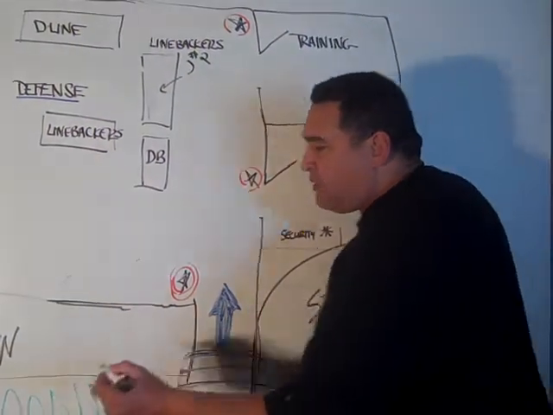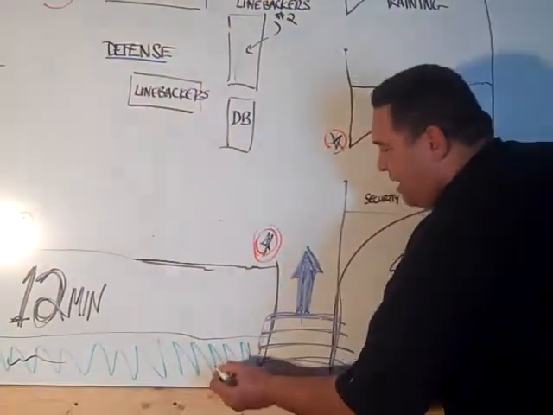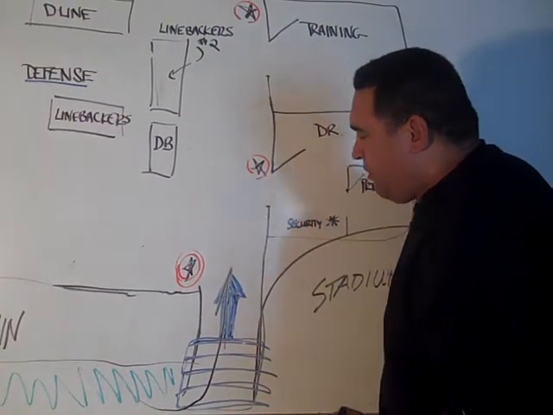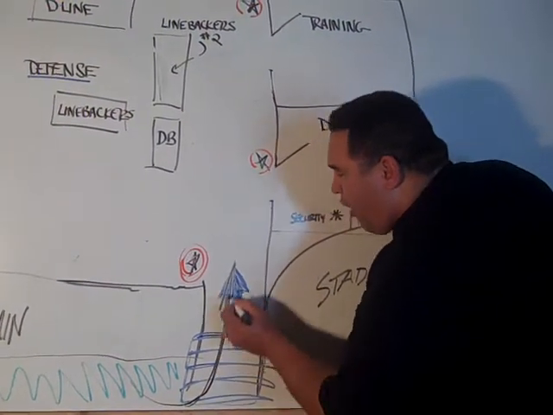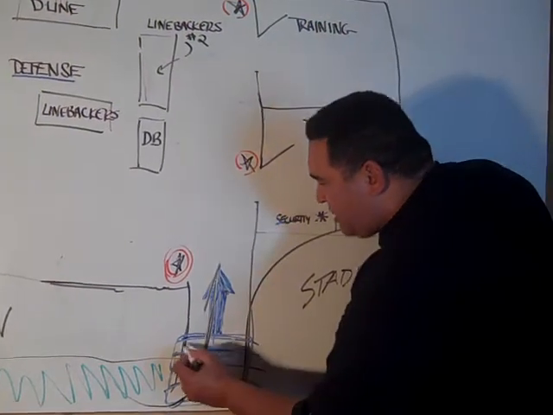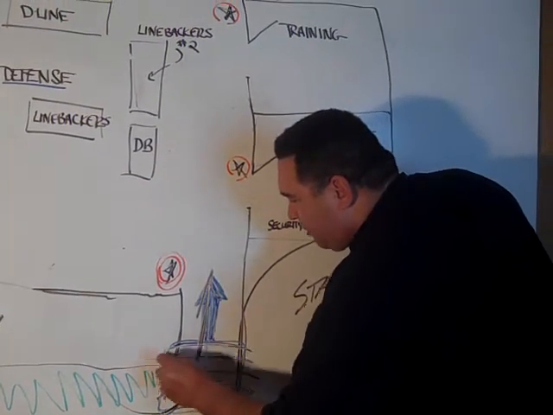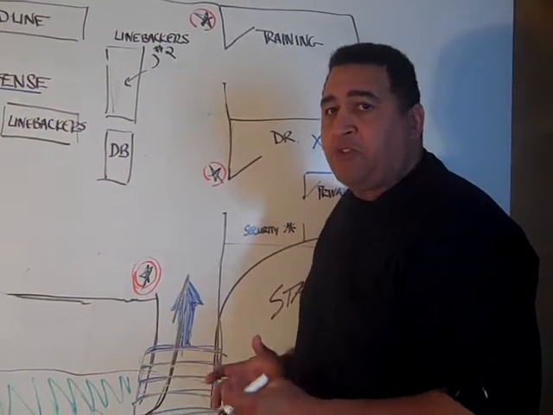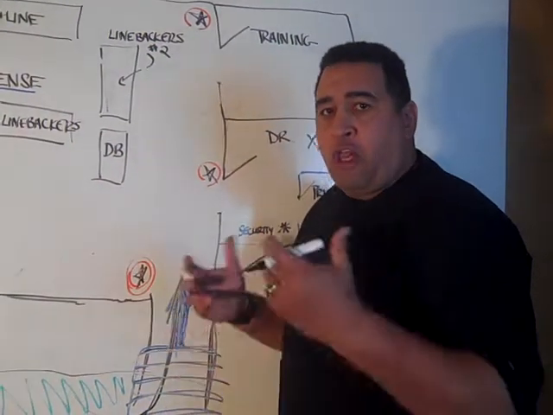At halftime, here's the field here. The players walk into the locker room. Now, that's called the runway. This area here, this little blue area, have you ever seen that little bubble that they walk through? Usually it's a helmet or a logo.